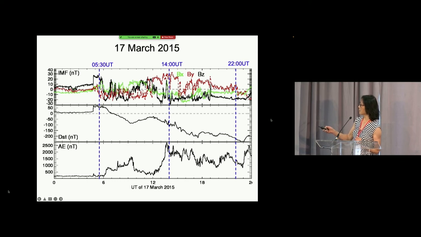Then at 14 UT, when the AE index is the largest, the strongest, you have southward BZ and a very strong BY. Then near the peak of the main phase of the storm at 22 UT, you have a smaller BY and also a constant BZ over several hours. So that's just for illustration purposes here.